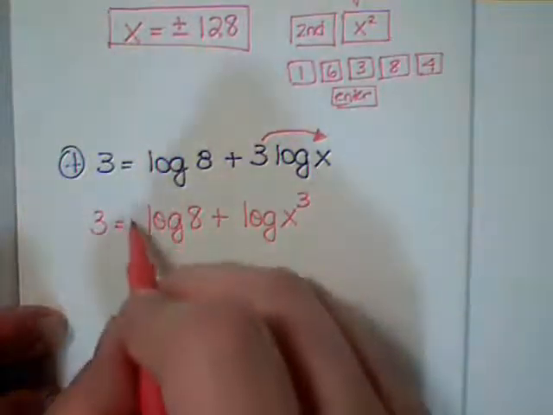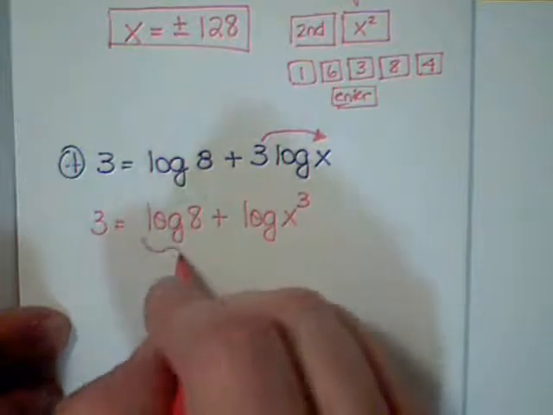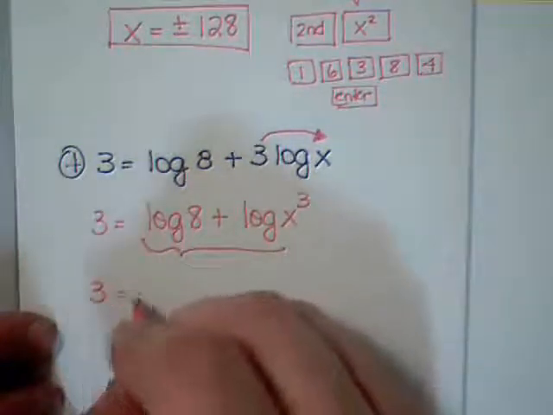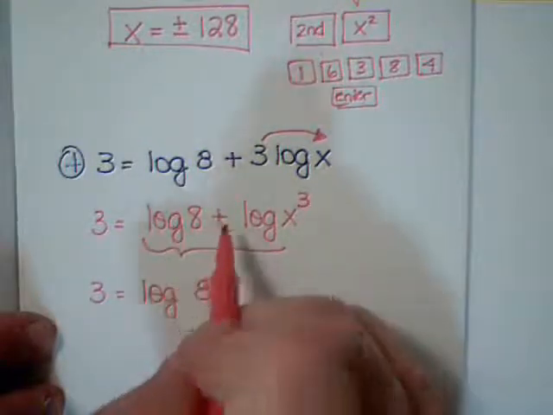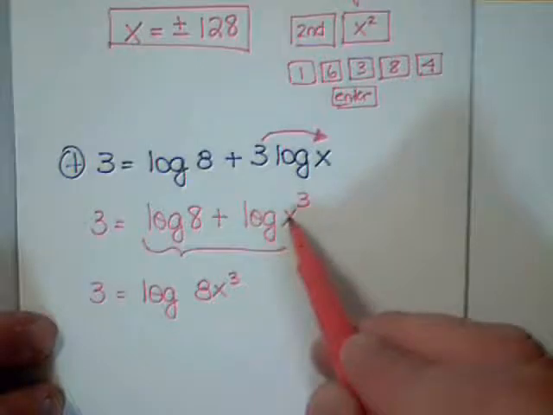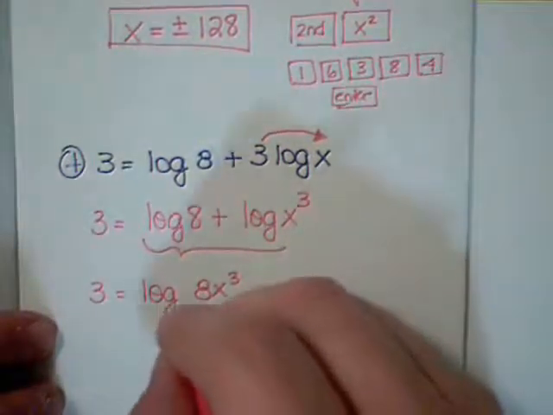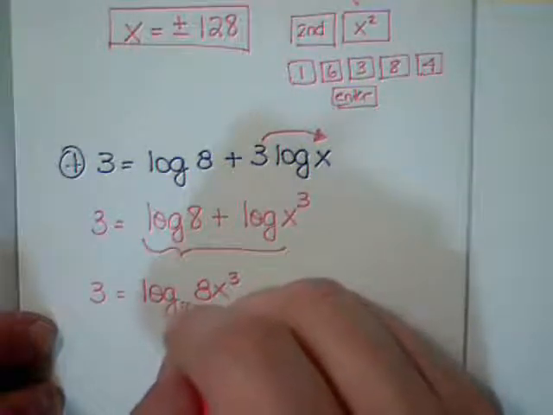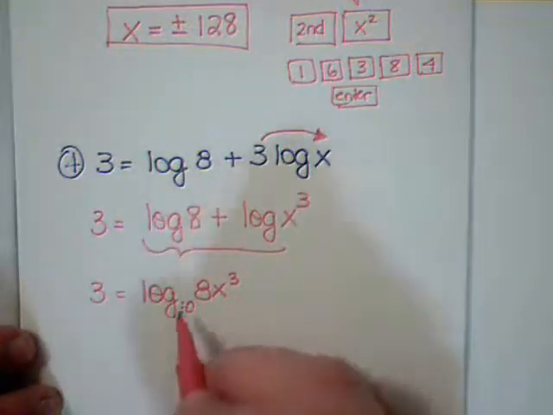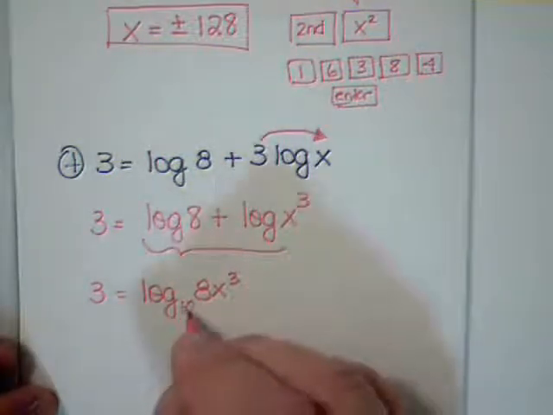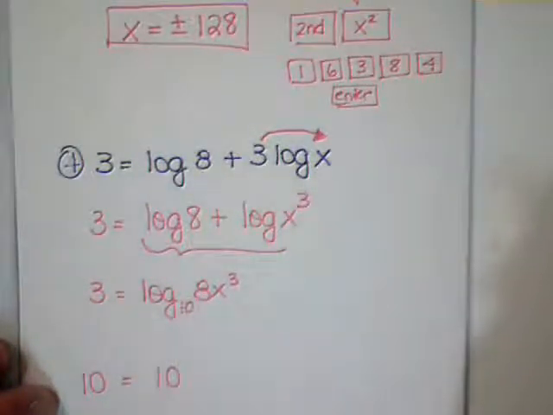Alright, now that I have coefficient 1, this invisible 1 that's over here and over here, I can combine this as 1 log. So this would be the log of 8x cubed, because remember, if it's adding, these two numbers are going to multiply when I combine them. Also remember there's an invisible 10 there, so this is a base 10 log, and that's important because that tells us that I'm going to use 10 on both sides of the equation in order to solve for x.